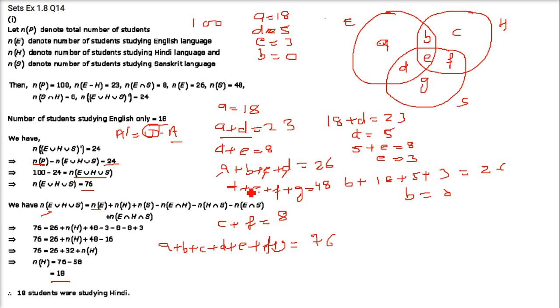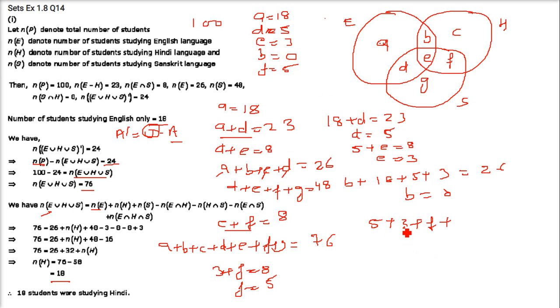Now coming to D, E, F, G. What is D? 5. E is 3. F we don't know. F we can find from E plus F is 8. E we know, 3 plus F equals 8. F will be 8 minus 3, that is 5. F is 5. So F is known to us.